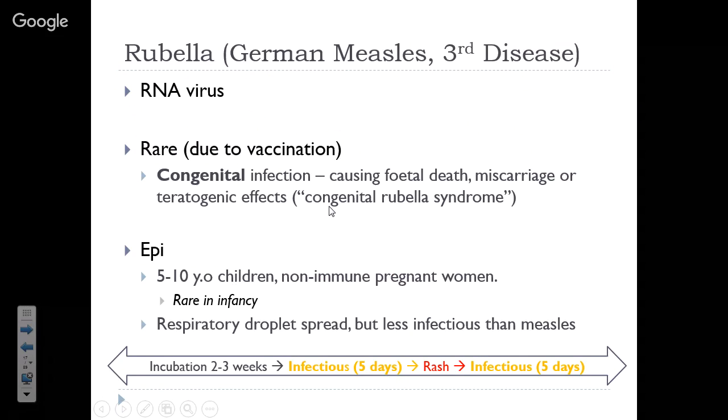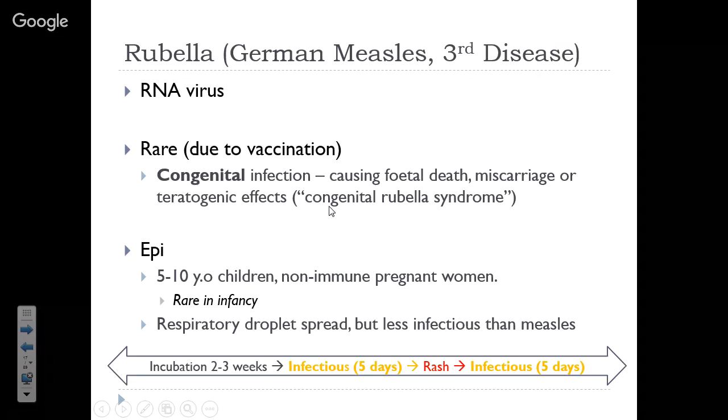Rubella is the third disease. So this is quite rare nowadays due to vaccination, as are a lot of these viral diseases. The main concern would be in congenital infection because it can cause a range of fetal complications as well as congenital rubella syndrome. Again, typically the older kids, so 5 to 10 years old, and non-immune pregnant women as well.